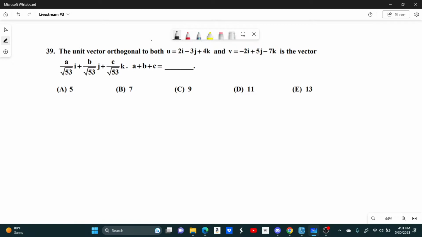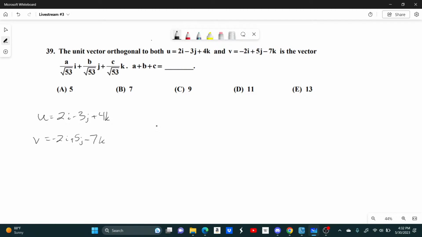So the way you can do this, you're going to have to do 3 separate calculations. I'm not sure if there's a way to find a plus b plus c in one swoop, but I do know how to find them individually. So one of my vectors is 2i minus 3j plus 4k. My other vector is negative 2i plus 5j minus 7k.